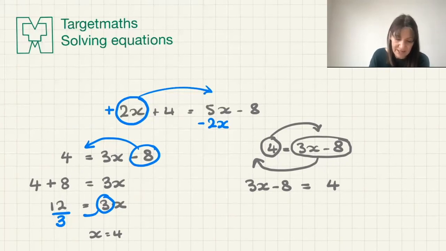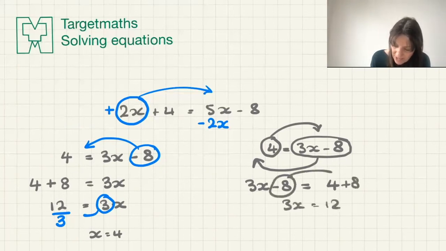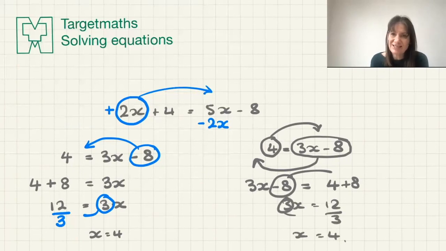But like I say, I do appreciate for some students it can be quite hard. And then obviously you'll just do the normal, okay? You will pick up your -8, 3x equals 12, divide through by your 3, and x is equal to 4. So either way, you're going to get the right answer.